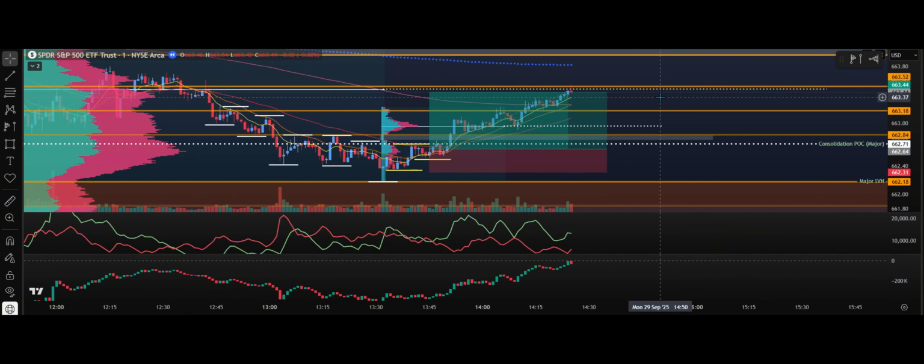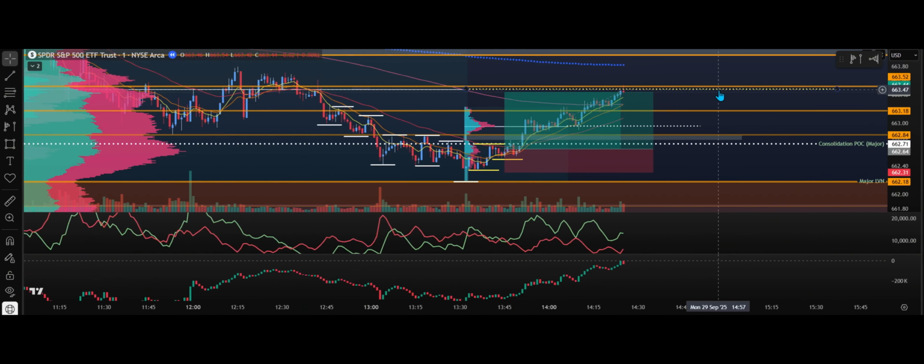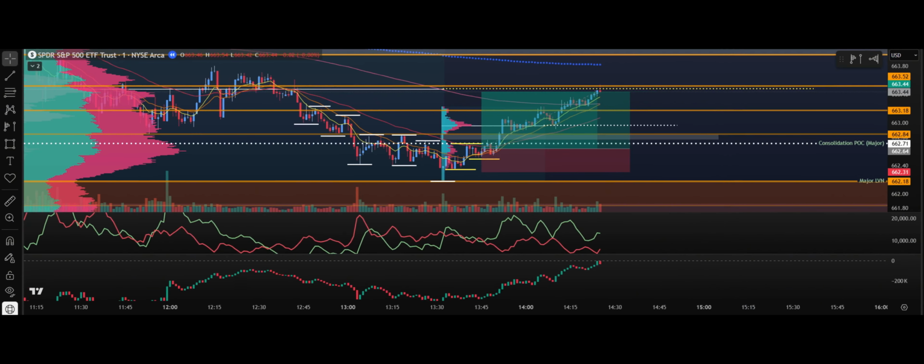Now let me show you what happens when price hits that point of control. Remember what I was saying, that the problem with this downtrend was that we were lacking liquidity? Well, that's where the liquidity previously was. So let's see what happens when it does get into this area.